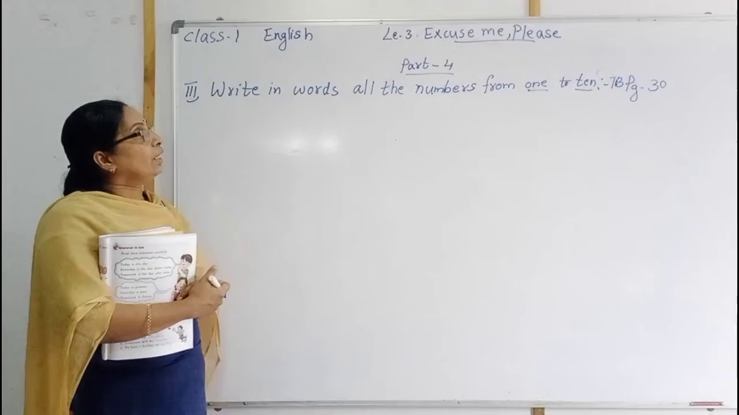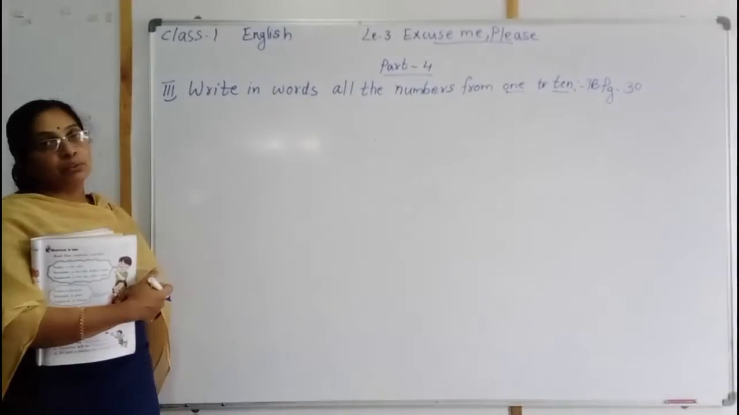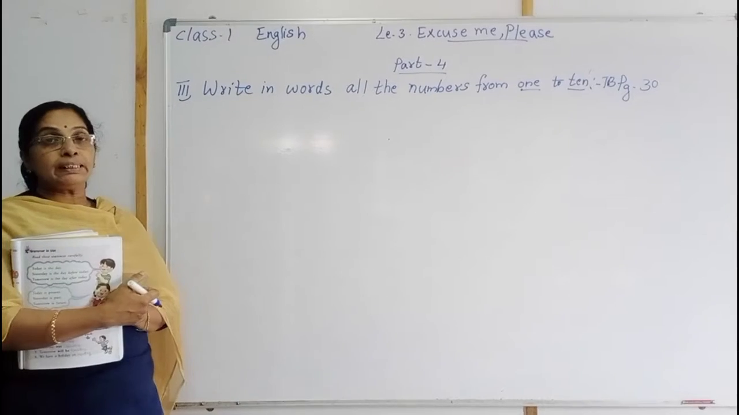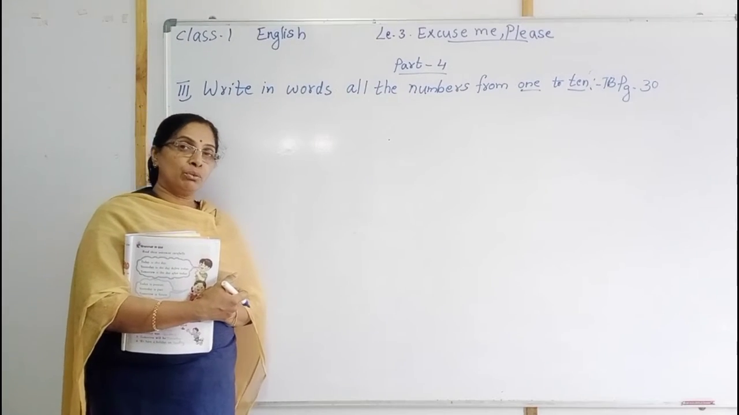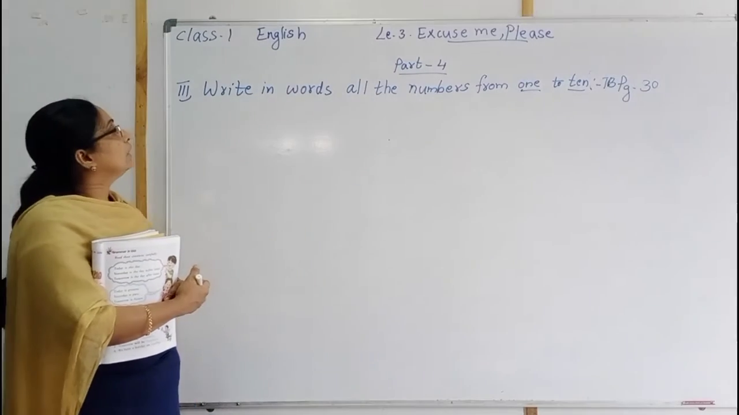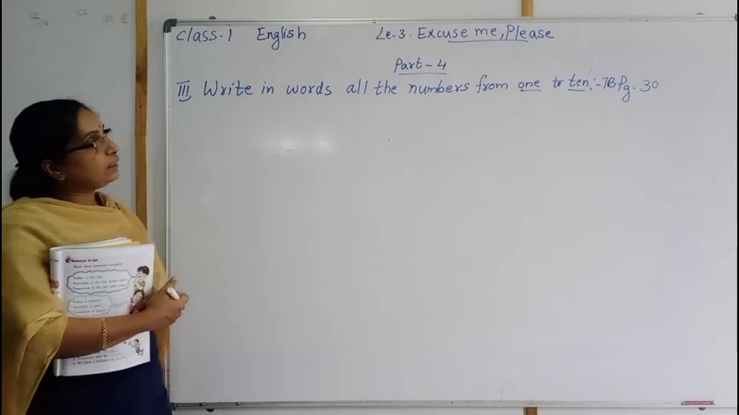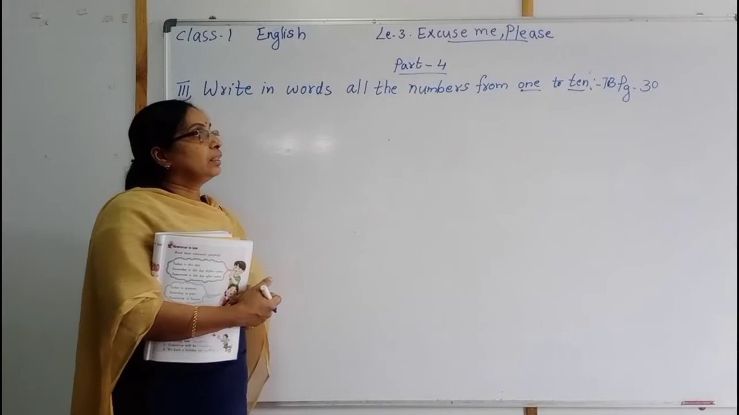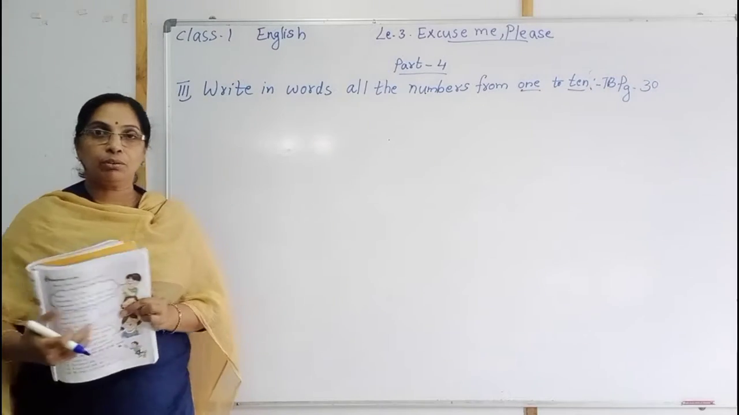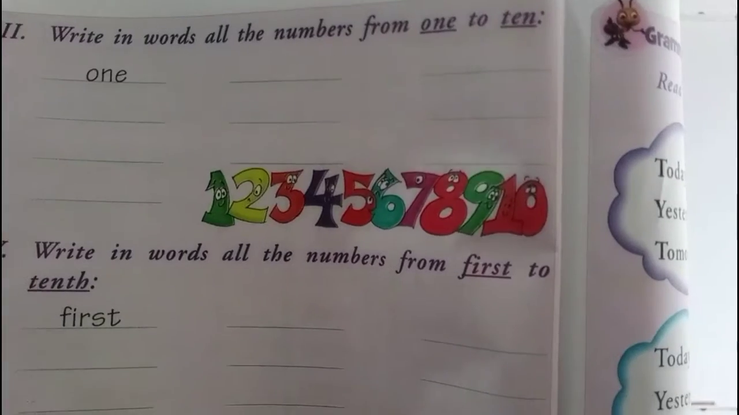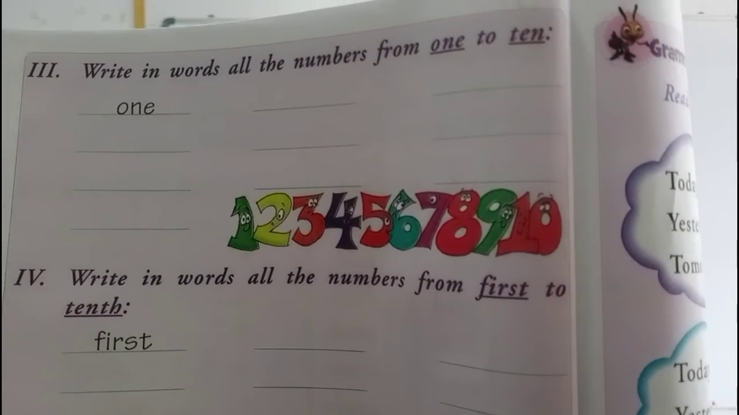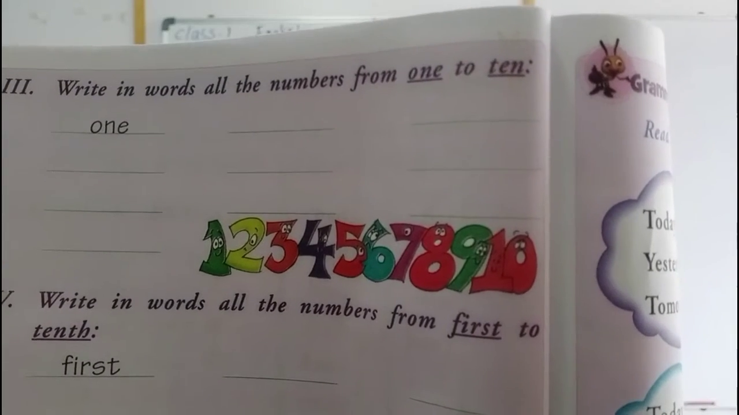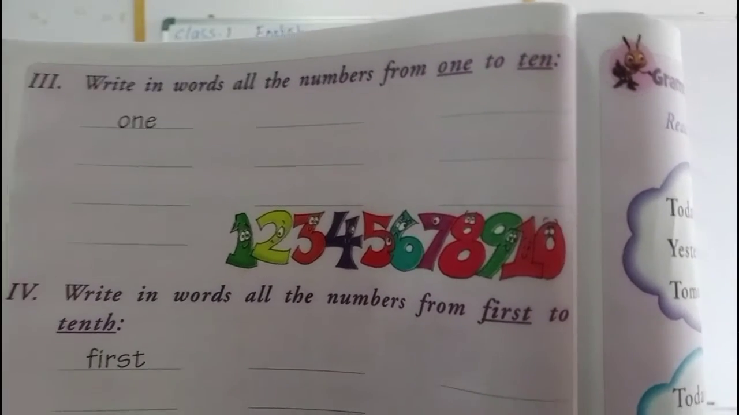Lesson 3. We completed 3 sessions and we did some exercises also. Now we are going to do one exercise: write in words all the numbers from 1 to 10. Textbook page 30. Children, you are getting the numbers in colors: 1, 2, 3, 4, 5, 6, 7, 8, 9, 10. We should write these numbers in words.